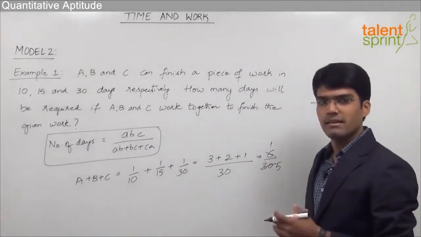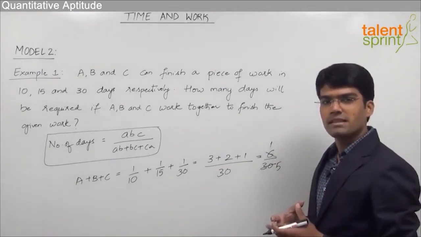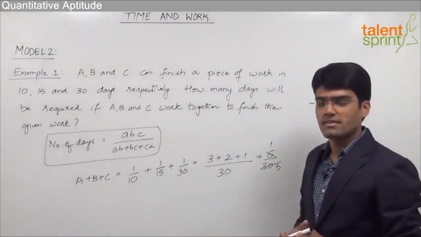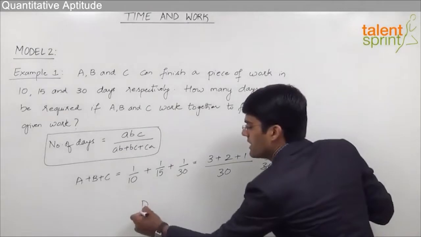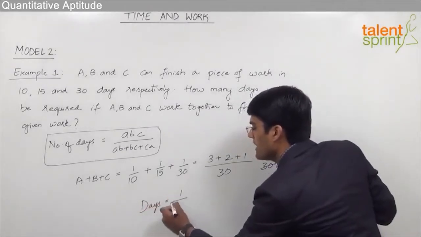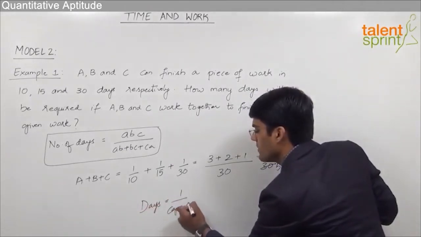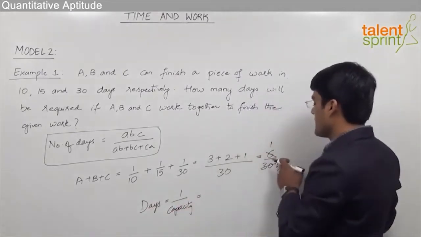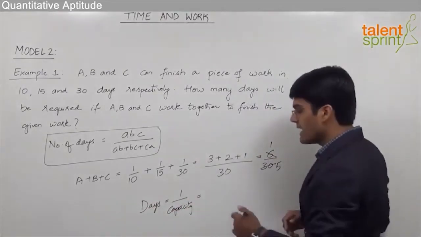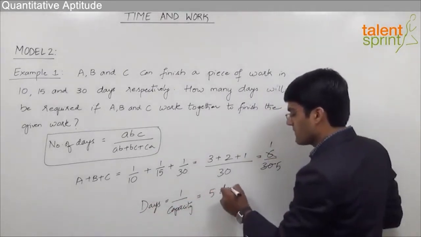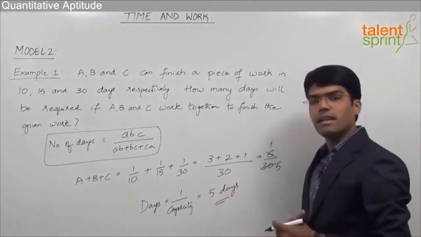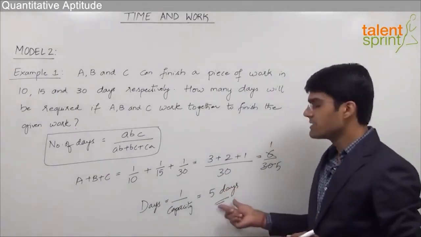And as discussed earlier, we know that capacity is nothing but reciprocal of the number of days. So we can say number of days should be equal to 1 by the capacity, or capacity should be equal to 1 by the number of days. So by reciprocating the given capacity, we can get the answer as 5 days. So we can say that when A, B and C work together, the total number of days required will be 5.